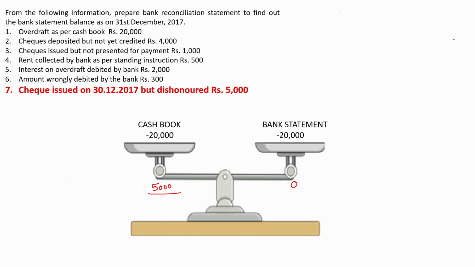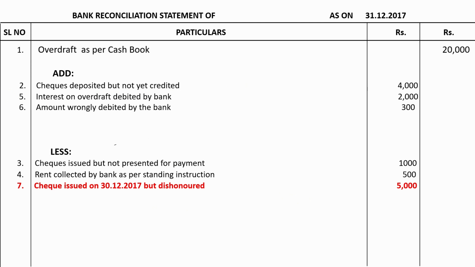Withdrawal increases bank overdraft. That means the cash book shows an overdraft of 25,000. In the bank statement, it is 20,000. To make this equal, we have to deduct rupees 5,000 in the BRS. Check issued on 30/12/2017 but dishonored, 5,000, is shown as a deduction item.